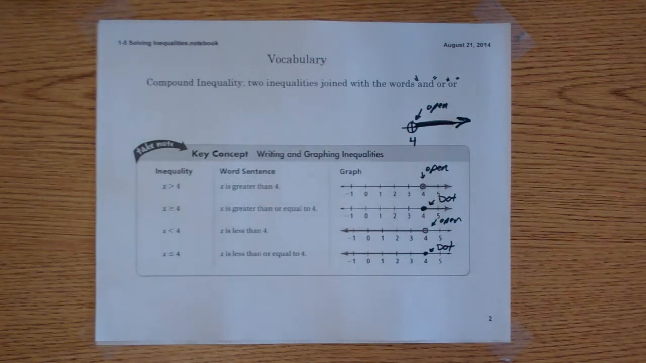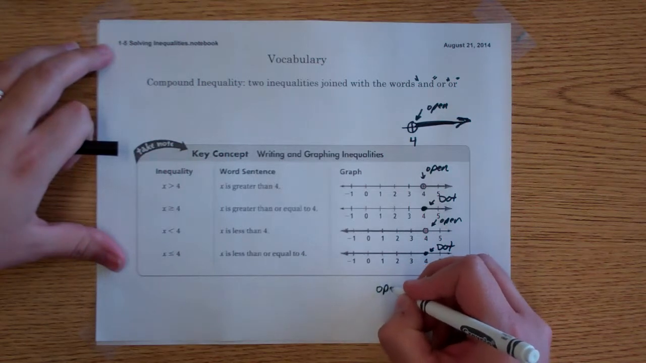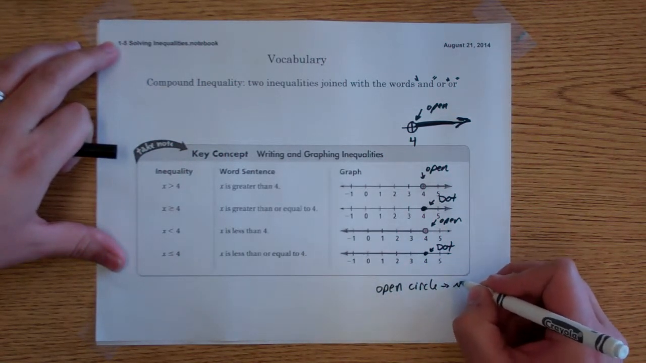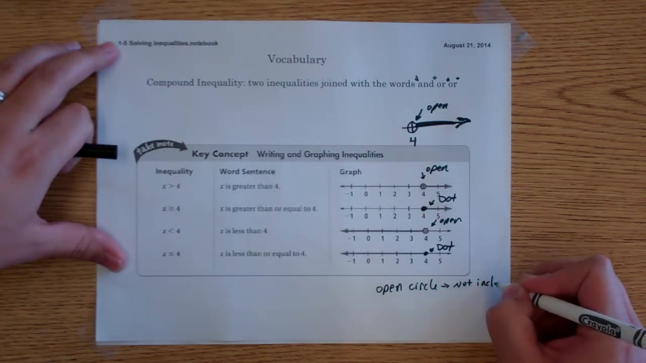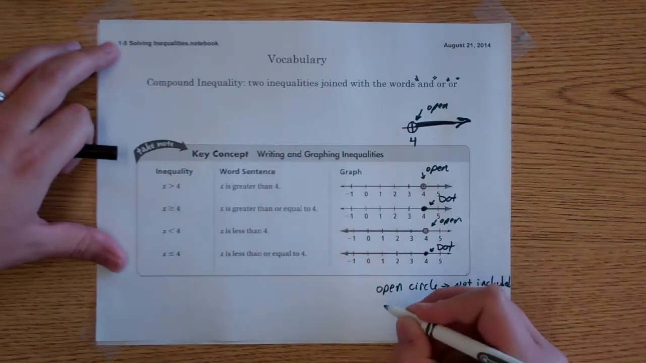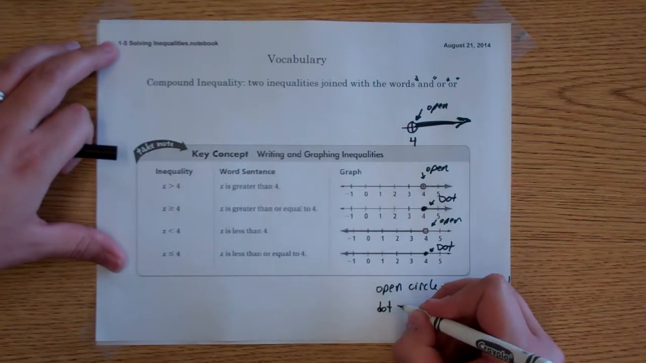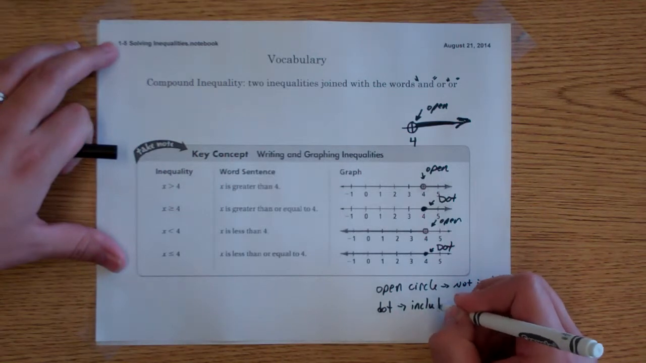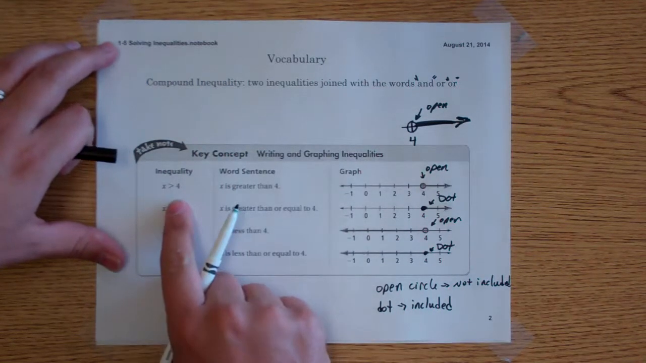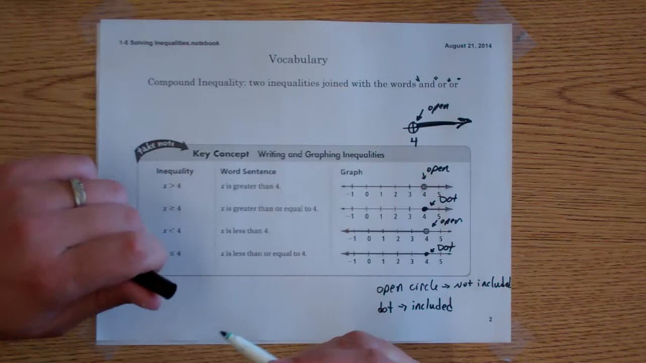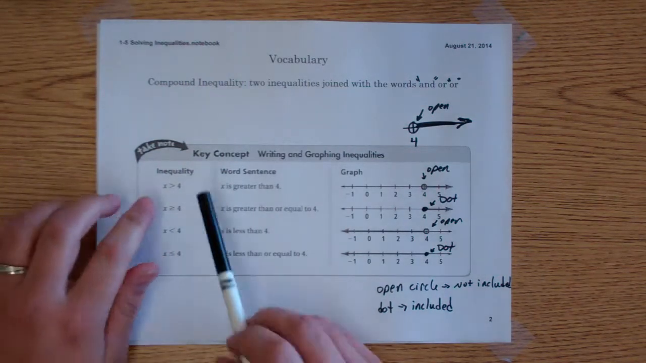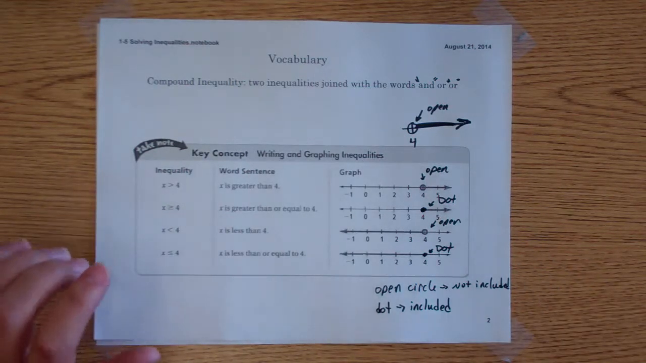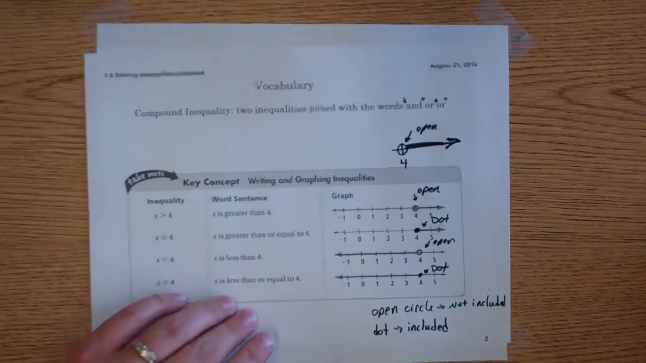Just a few things you need to know when you're graphing. An open circle means not included. And a dot, or a closed circle or filled in circle, means included. So this here is greater than 4, so if it equals 4, you can't include the 4. That's why you have the open circle, because you can't include the 4. You can get close to the 4, but you can't include the 4.